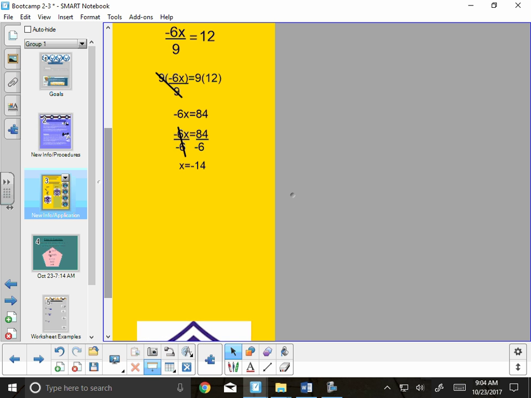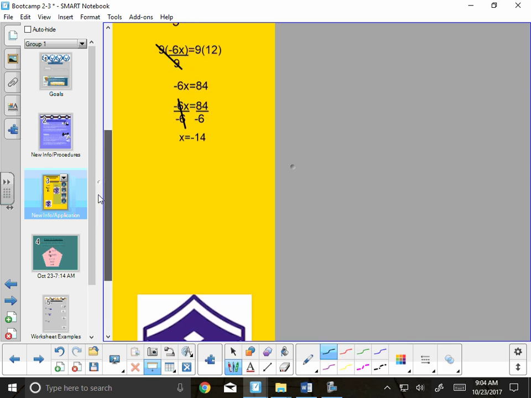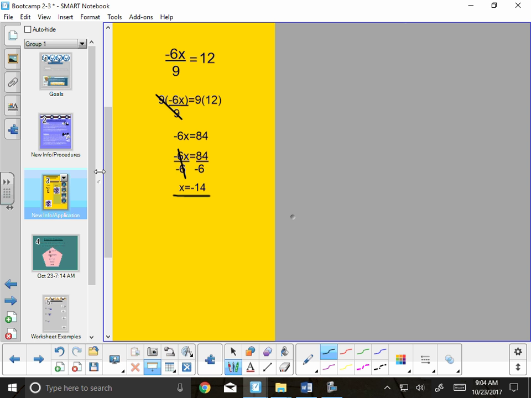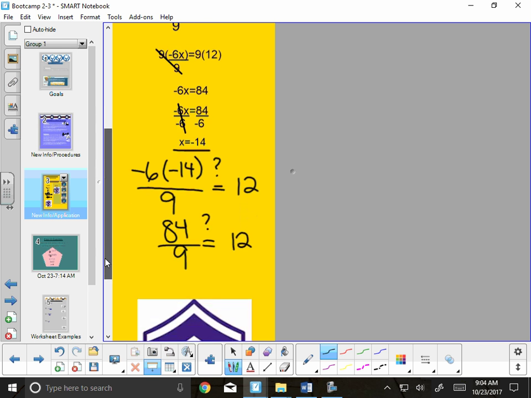And just like in all of our other previous equations, you can go back and put this x value right back into the equation just to verify that you did it correctly. So let's do that right now. You could always put the question mark just to see if they're equal, because right now we can't really tell if negative 6 times negative 14 over 9 is going to equal 12. So negative 6 times negative 14 gives us 84, because a negative times a negative is a positive. 84 over 9, again, just keep the question marks. So 84 divided by 9 is 12, and 12 does equal 12, so we're good.